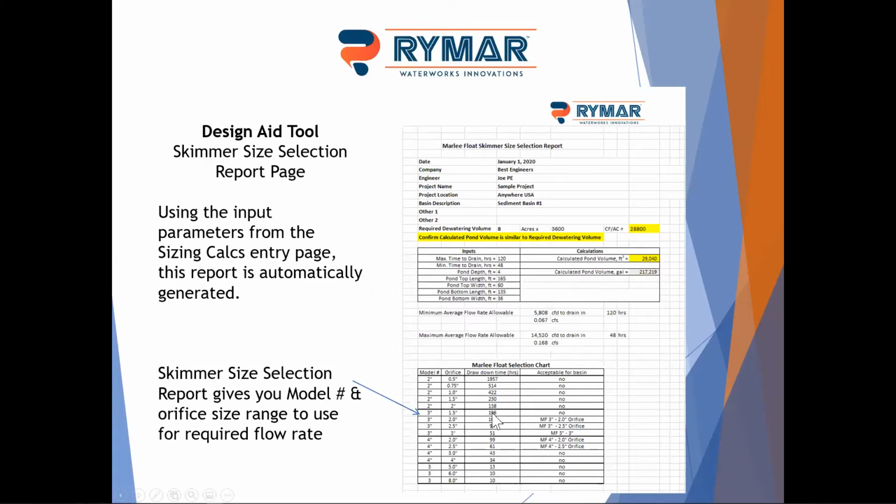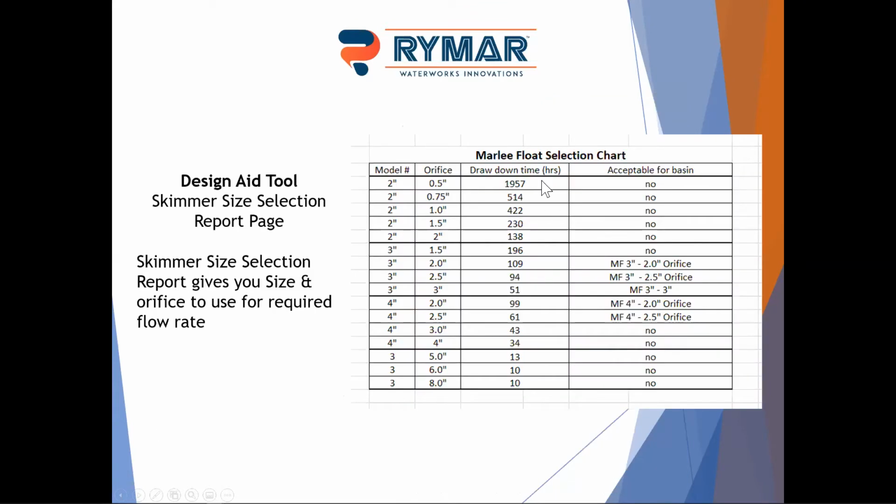And because it is our tool, it'll show you which of our products are suitable for this basin. And as a blow up here, you can see that depending on which skimmer you pick, you could have a drawdown time of anywhere from 10 hours to almost 2,000 hours. And based on the specified range of 48 to 120, there are actually 5 different skimmer orifice configurations you can use to meet that requirement. And then you can pick which one of those in your engineering judgment is best for the site.